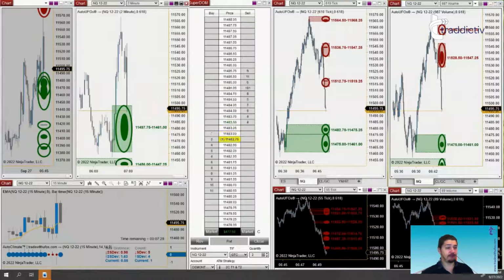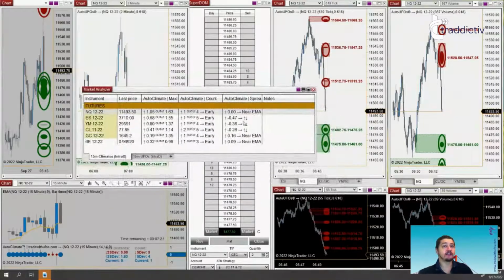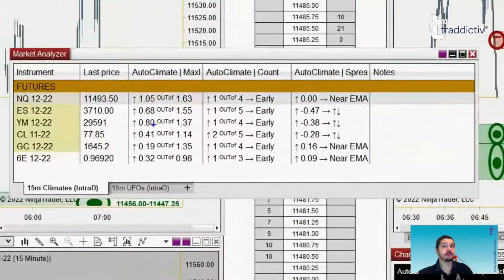Let's see if we have. All right, we're already seeing some, and this is also really powerful on this market analyzer. I'm just going to zoom into it a little bit so you can see it. So the auto climate direction is given to you here. We're looking at up climates across the board here. Now, when you see a negative number, that means it's already going against the climate, and that's also further verified that there may be a change in climate right here.